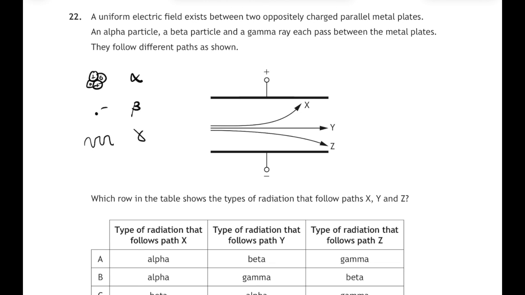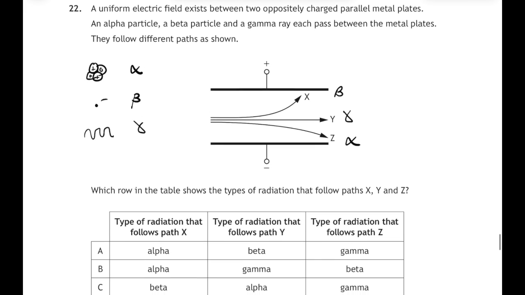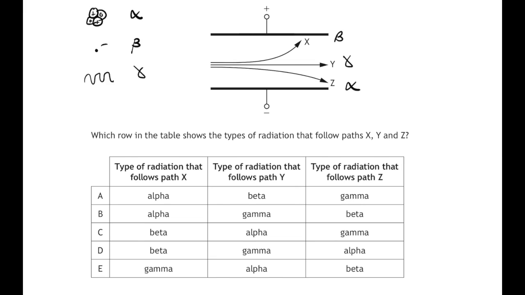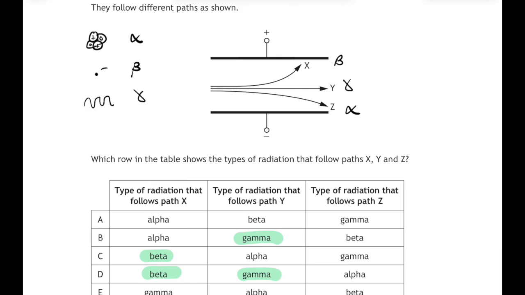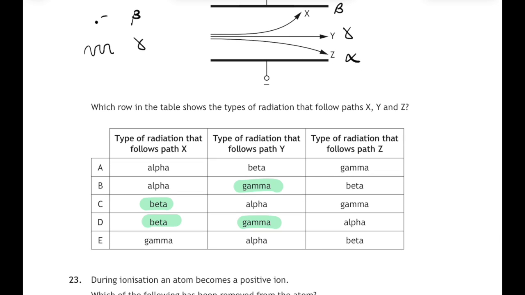So our alpha particle is going to be attracted down to the negative plate, the beta particle is going to be attracted up to the positive plate, and the gamma ray is going to pass straight through. And then matching them up with the letters, path X is going to be our beta particle, path Y is going to be the gamma ray, and path Z is our alpha particle. And then the only row with them all highlighted is row D, so that's 22D.